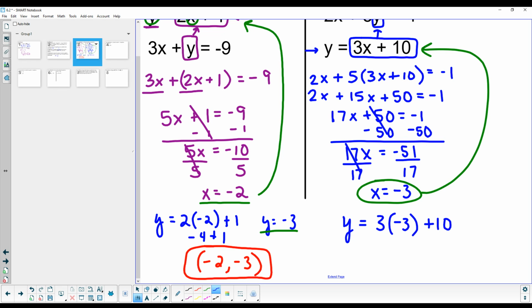Again, that's exactly what we did on the bell work. Subbing in that value and solving. So negative 9 plus 10. You should get that y equals positive 1. Okay, so you know x equals negative 3. You know that y equals positive 1. Write that as an ordered pair. x and then y, so negative 3, comma, 1.